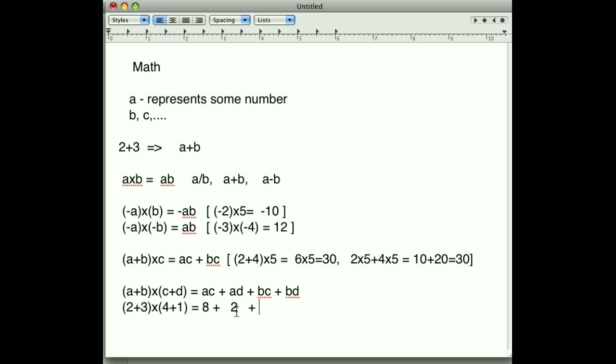plus BC, this is B and this is C. 3 times 4 is 12. And the last element would be BD, which is this times that. So 3 times 1 is 3. And if we add all of them, it will be 8 plus 2 is 10, plus 12, 22, plus 3, 25.